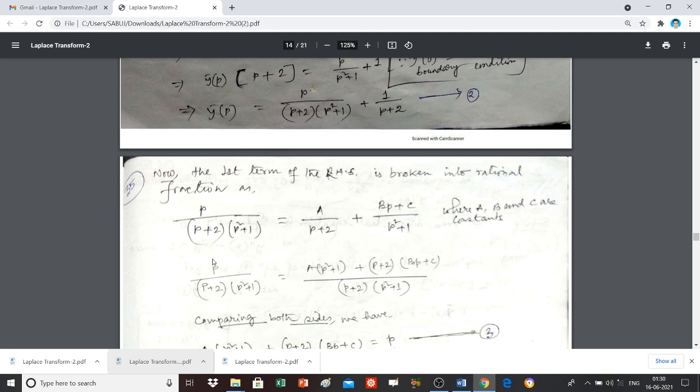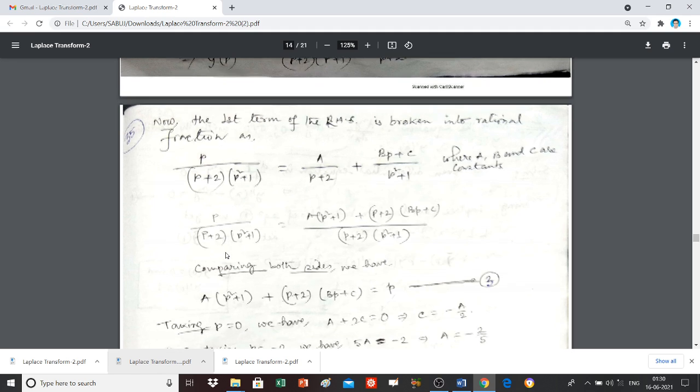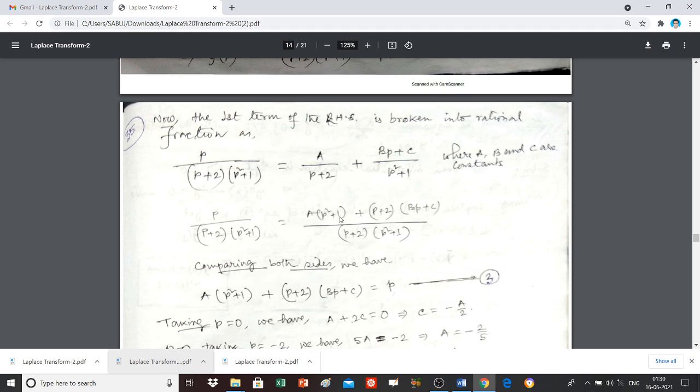So p by (p plus 2)(p square plus 1) is equal to, just simplifying, (p plus 2)(p square plus 1) as the denominator, and in the numerator a into (p square plus 1) plus (p plus 2) into (bp plus c). Now comparing both sides of this equation, we can write that a into (p square plus 1) plus (p plus 2) into (bp plus c) is equal to p. This is equation number 3.